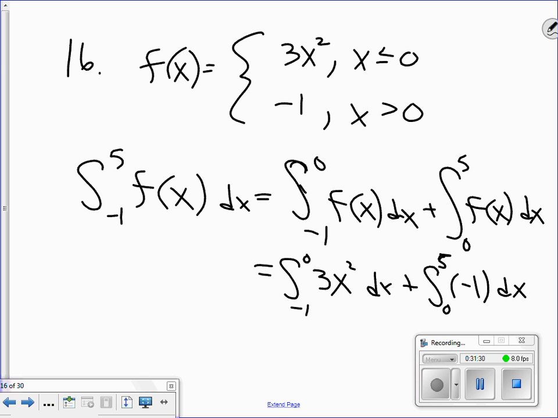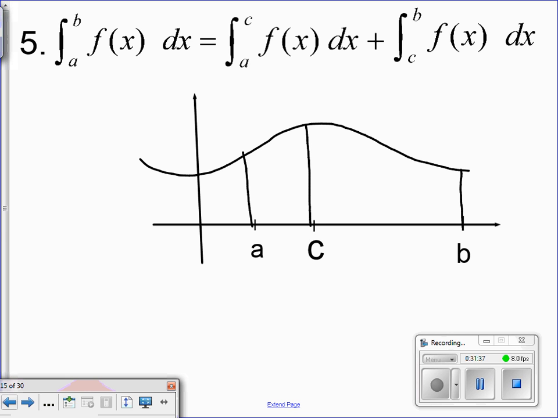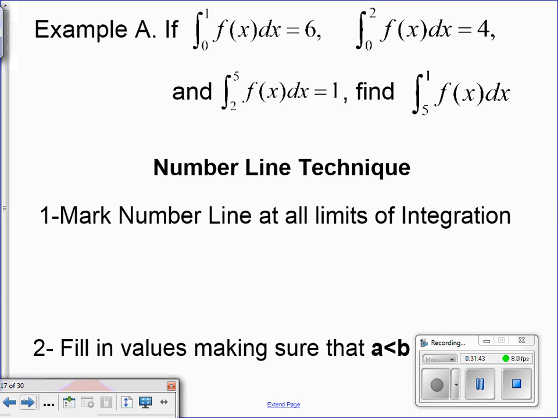So, now let me finish that up. Okay, where was I? Okay, so that's one of the properties. You're allowed to do it, and again, C does not have to be between A and B. It can be any number you want. You can break it up. And this will give us a chance to play a little game that I call the number line technique. I think you're going to like this.